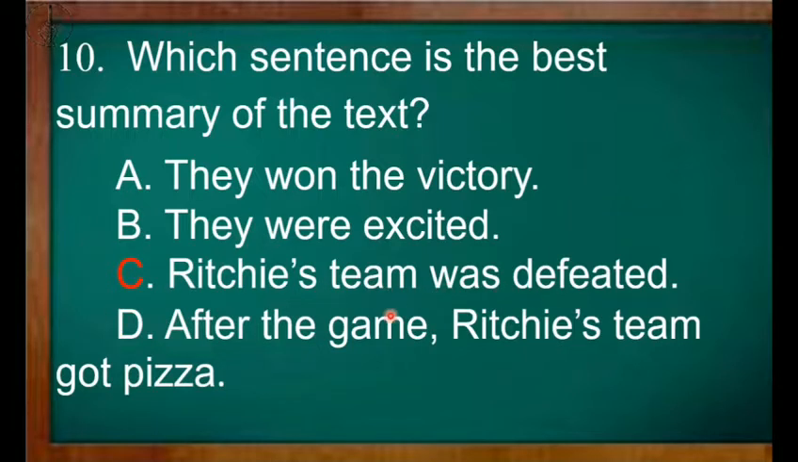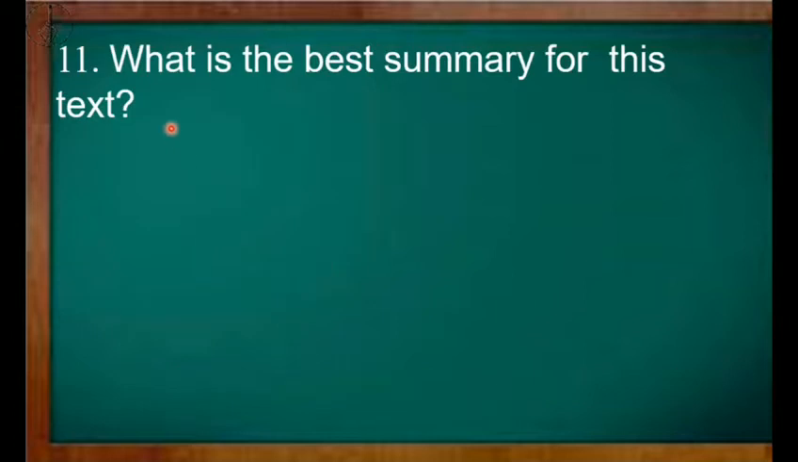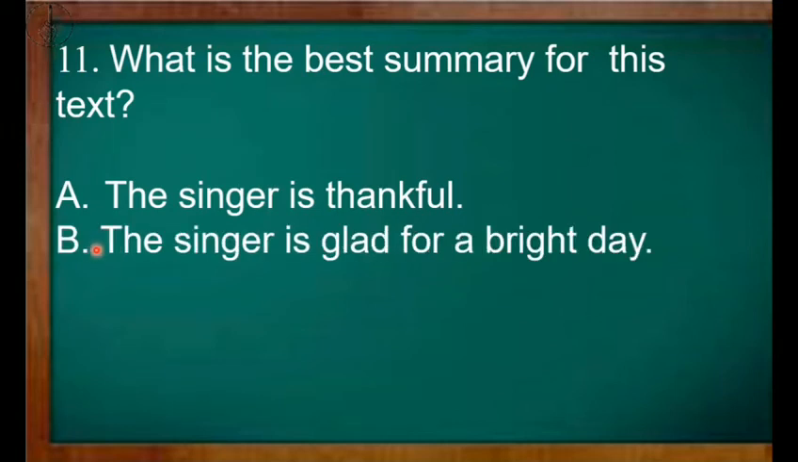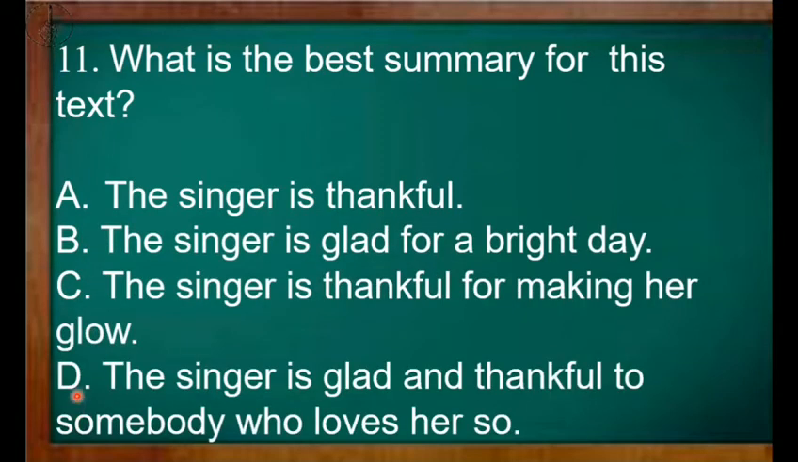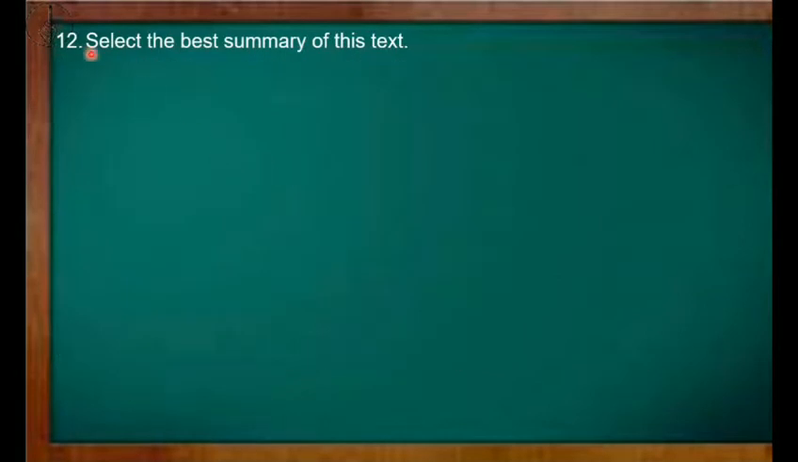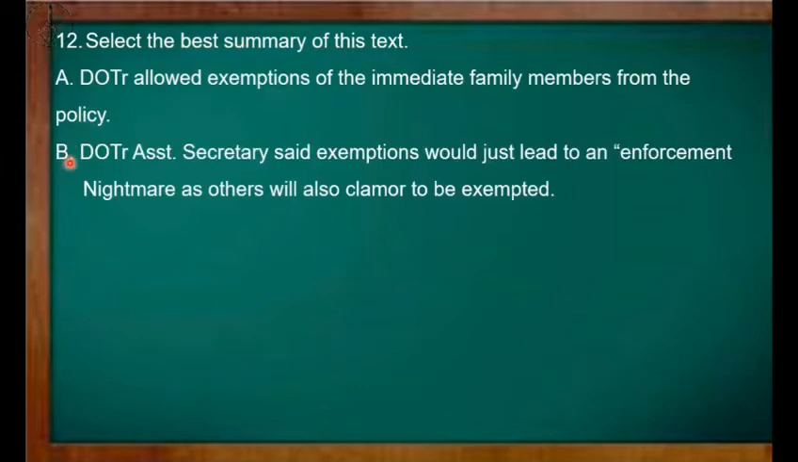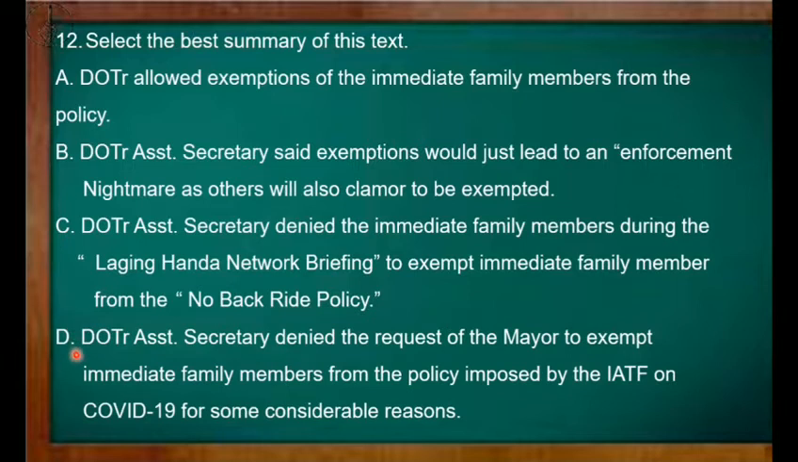Rich's team was defeated. Number 11. Alright, read this selection in your module and then answer the question that follows. What is the best summary for this text? Option A, option B, option C, option D. The correct answer is option D. Next. Alright, you are going to read this again also in your module and then answer the question that follows. Select the best summary of this text. Option A, option B, option C, option D. The correct answer is option D.